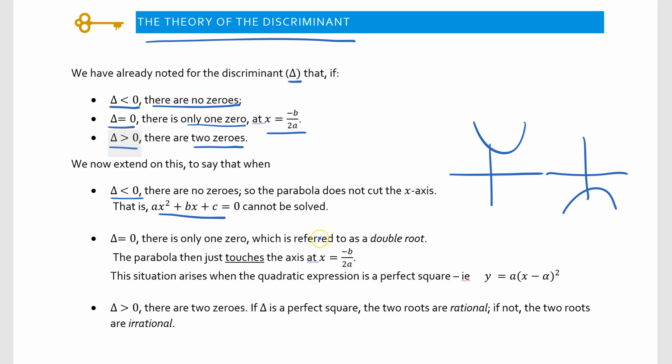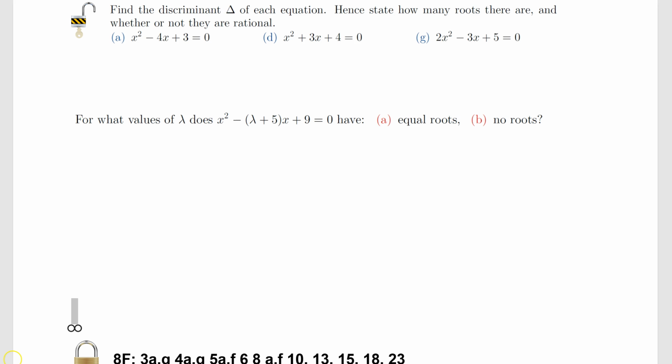If the discriminant is 0, then if a is positive, we come down and we touch the axis at the axis of symmetry, and if it's negative, it's just touching the axis at the axis of symmetry, and these roots are called double roots, and it happens when we've got a perfect square. And finally, a repeat of what I said above, that if the discriminant is greater than 0, there are two zeros. Let's have a look at these examples.